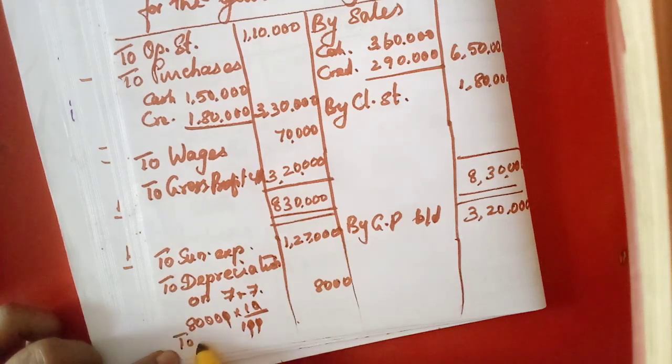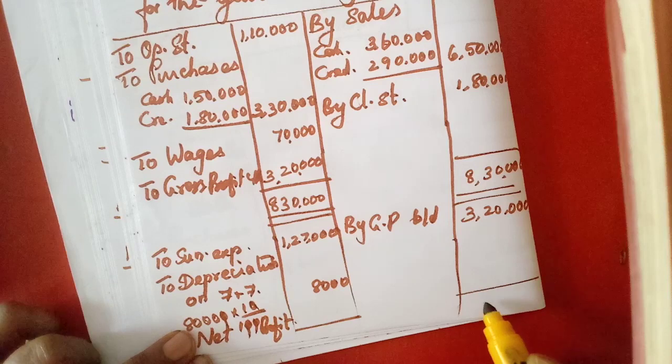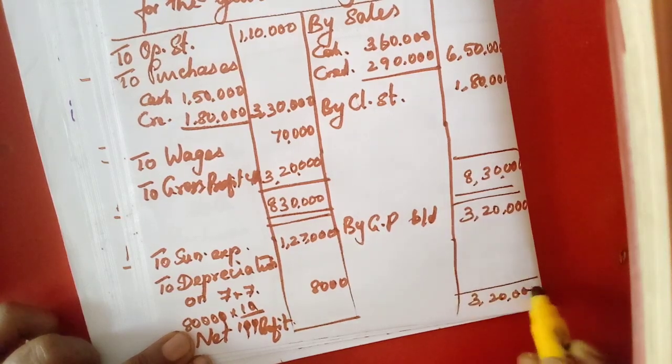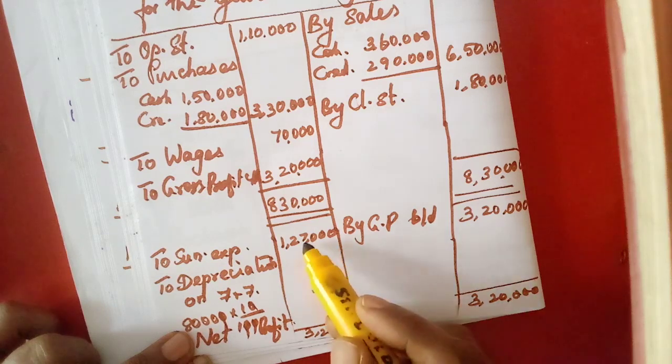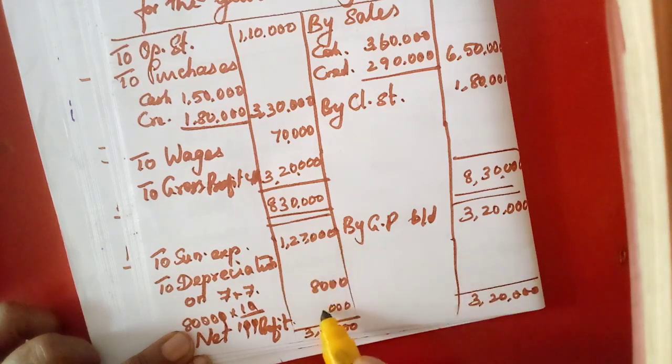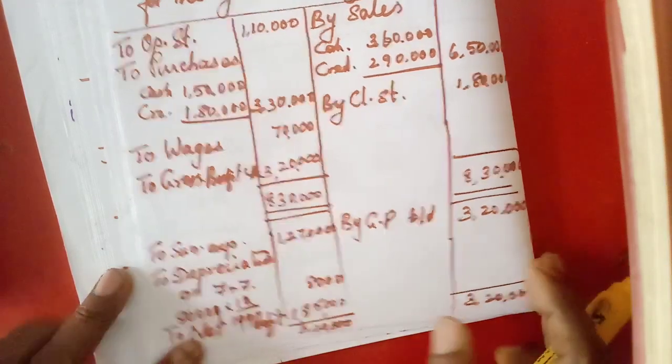Now we should write net profit. Now you write the total amount, 3,20,000. 1, 2, 3, 0. Fourth one. 7 plus 8, 15. 15 plus 5, 20. Balance 2, 4. 4 plus 8, 12. Balance 1, 2. So 1,85,000. That is the net profit.